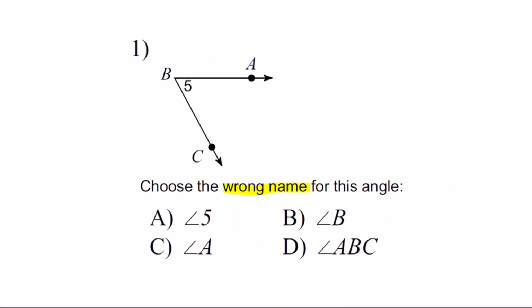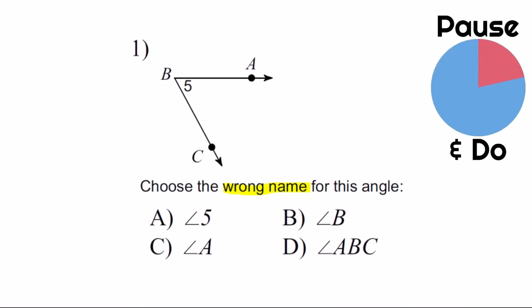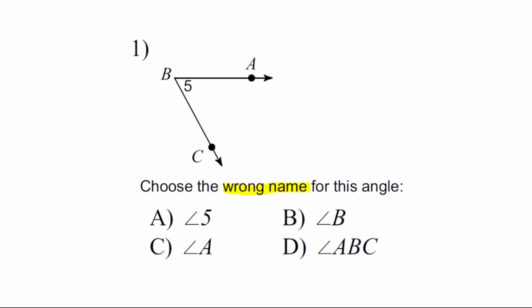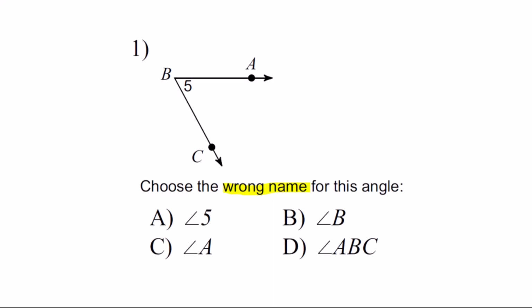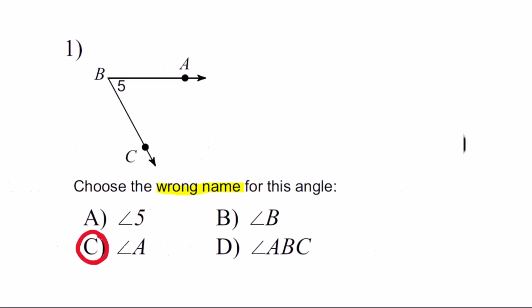I'm going to show you 8 problems. Check yourself and see if you get these right. Choose the wrong name for this angle. Okay, this one might be a little tricky because I forgot to tell you that if they put a little number here at the vertex, you're allowed to use that for a name. That's okay. But if you look at your choices, the one that really sticks out as being the most wrong is angle A, because A is over here on a ray. It's not the vertex. ABC is working, everything else is working. So the wrong name here is C.